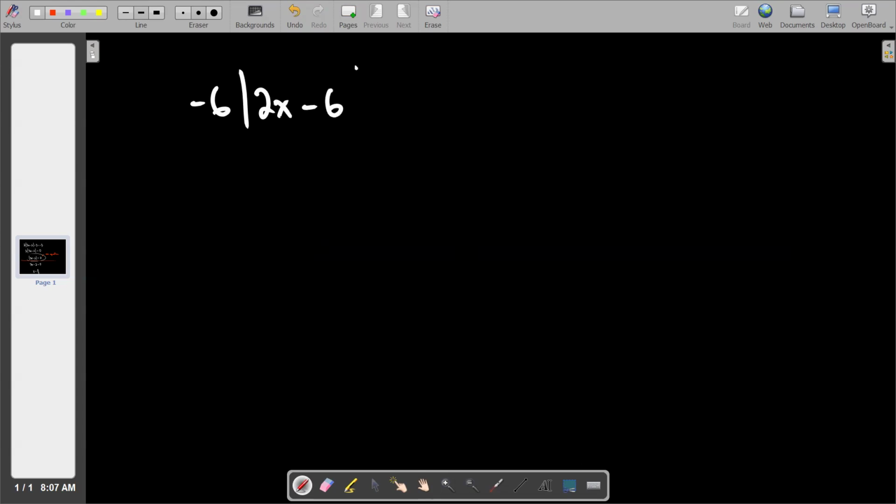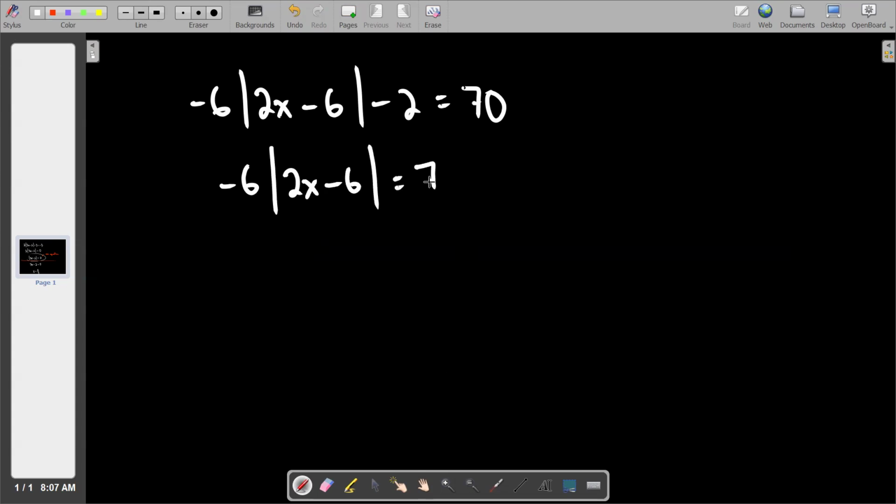Minus 2 equals 7. Equals what? 7. Okay. So same mechanics. We're going to add 2. And we're going to get negative 6 times the whatever thing we're trying to get by itself, right? Equals 72. And then we're going to get the absolute value of 2x minus 6 equals what?